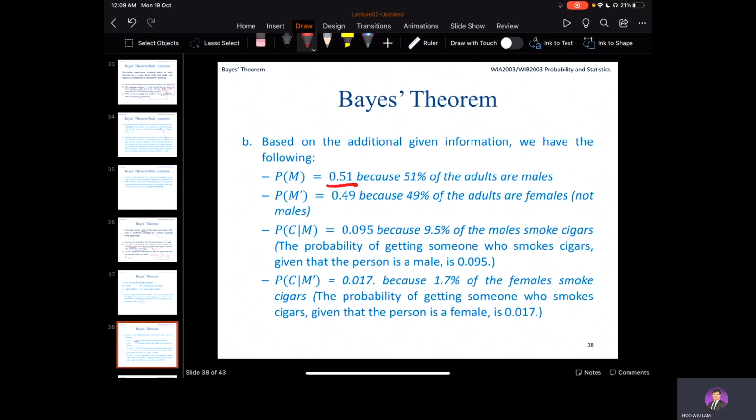When you have the probability of M, you will also be able to get the probability of M complement, because 1 minus the probability of M equals the probability of M complement, which is 0.49. For this one, it's 0.095 because 9.5% of the males smoke cigars. So you're calculating the probability of smoking cigars given that it's a male. Again, you're able to calculate C complement given M as well. Same goes for the probability of C given M complement.